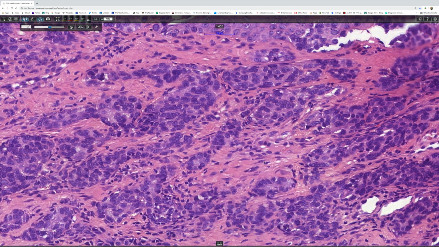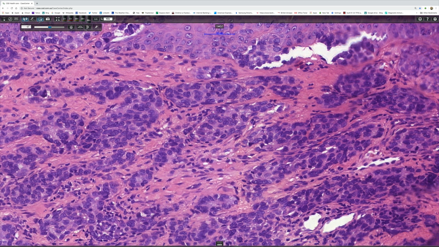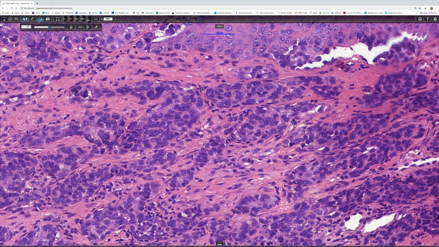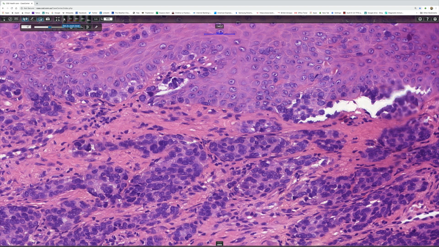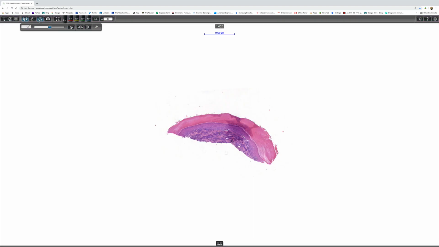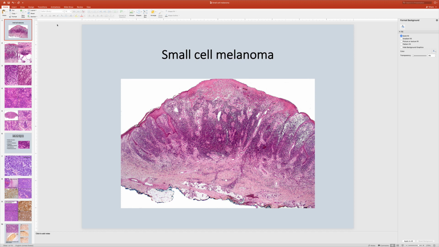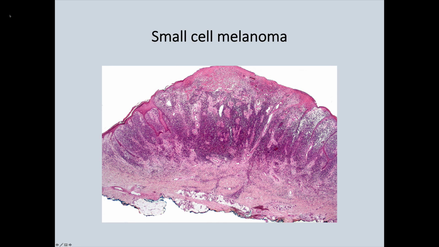Now, this tumor would have stained with all of the conventional melanocytic markers, and this is particularly important because if, for example, one had a section from the tumor where there was no epidermal involvement, then one would have a major problem in coming to a definitive diagnosis. So I'm going to come out of this program, and we're going to look at a small PowerPoint presentation just to complete the case.